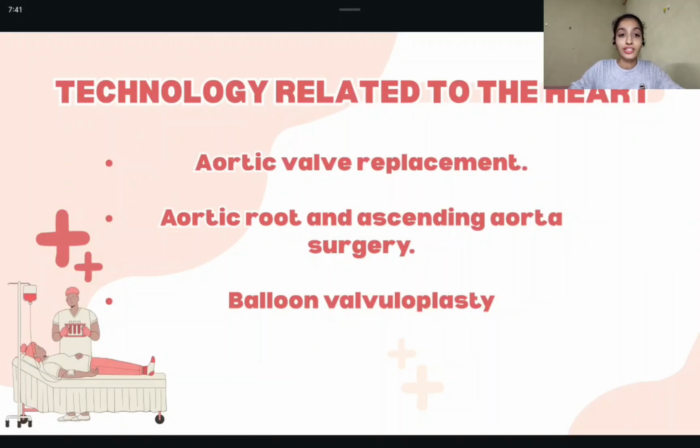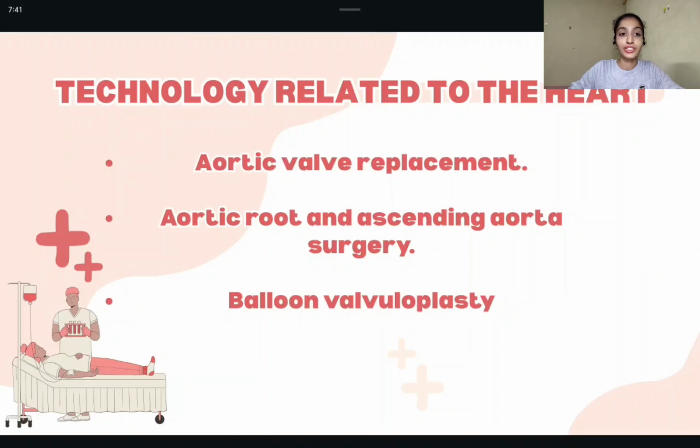Next is the aortic root and ascending aorta surgery. Surgeons remove the enlarged section of the aorta located near the heart. It's replaced with a synthetic tube called a graft, which is sewn into place. Sometimes only the enlarged section of the aorta is removed and the aortic valve remains. And the last is the balloon valvuloplasty.